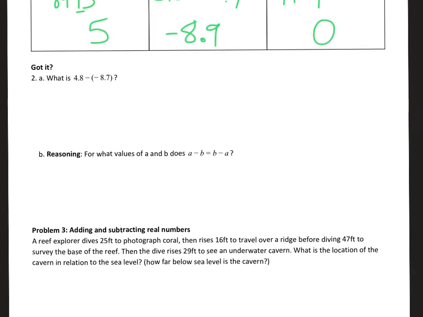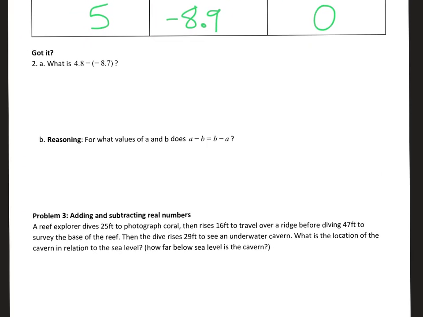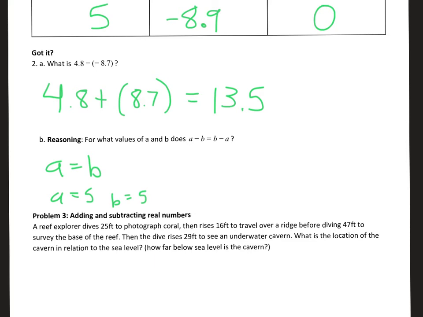Okay, and then moving ahead to the got it here. Take a second, pause it, work through it, and then check your answers. Okay, so for the got it, all I did was I rewrote this as adding the opposite. So adding the opposite means adding positive 8.7. And I just add those numbers together since they're the same sign. And I keep the sign positive since they were both positive.